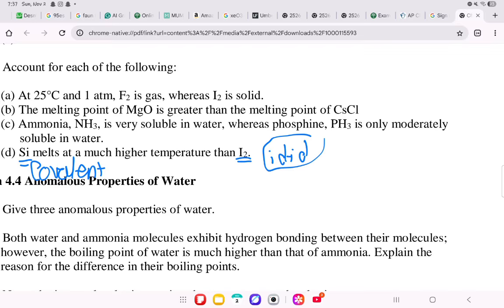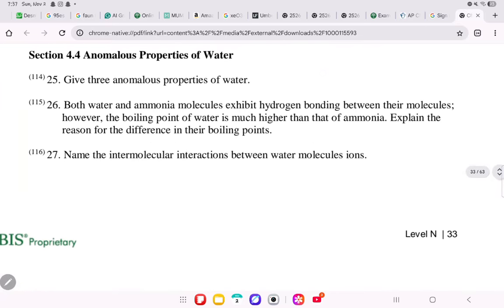That's it for 4.3. We still have 6 questions for 4.4, and then we're done. Perfect. So give 3 anomalous properties for water. First thing is that solid water, which is ice, is less dense than liquid water. Second thing, water has a strong surface tension. And third thing, water has a relatively high melting point and boiling point.